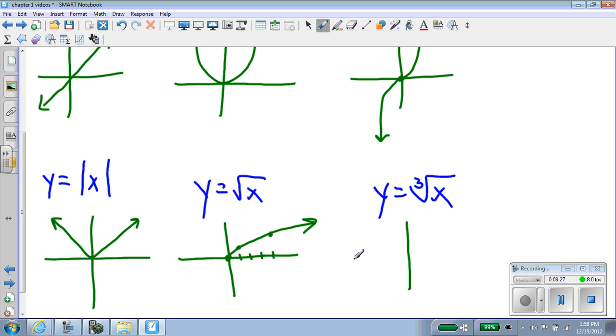Y equals the cube root of x. Well, I can take the cube root of a negative thing. Cube root of 1 is 1. Cube root of 2 is ugly. Cube root of 3, 4, 5, 6, 7. Cube root of 8 is 2, so it's doing an even slower rise out this way. Cube root of negative 1 is negative 1, and the cube root of negative 8 is negative 2, so it looks kind of like that. Those are our basic graphs.